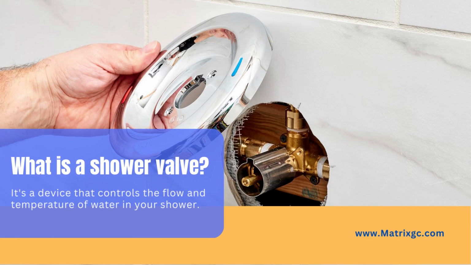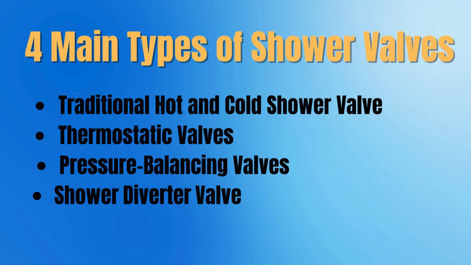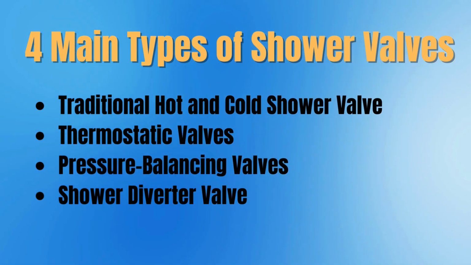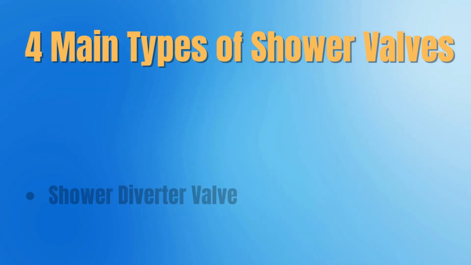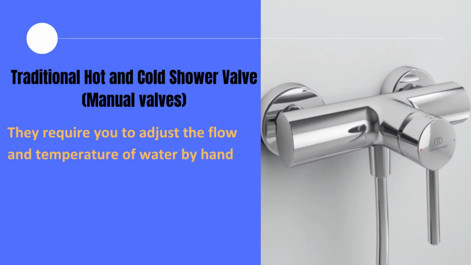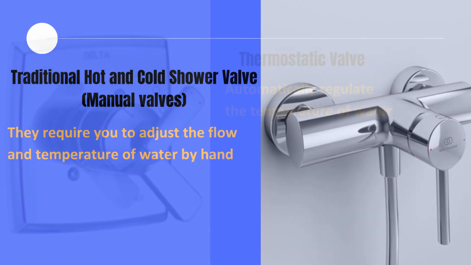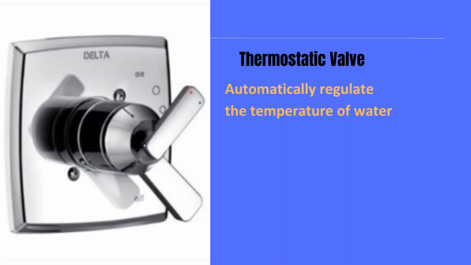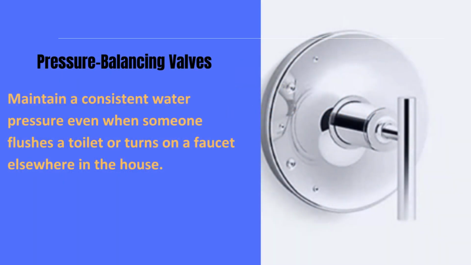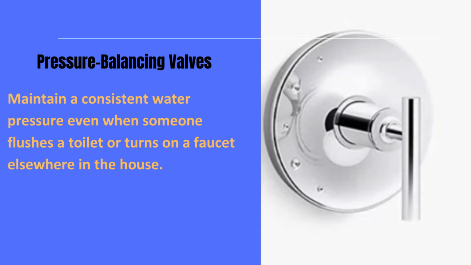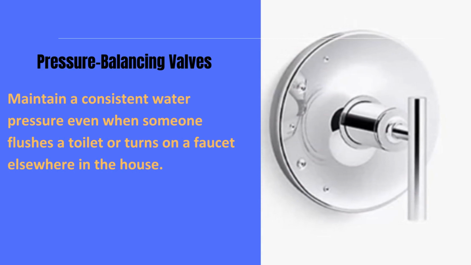It's a device that controls the flow and temperature of water in your shower. There are four main types of shower valves: traditional hot and cold shower valve, thermostatic valves, pressure balancing valves, and shower diverter valve. Manual valves are the most basic type of valve. They require you to adjust the flow and temperature of water by hand. Thermostatic valves, on the other hand, automatically regulate the temperature of water. Pressure balancing valves maintain a consistent water pressure even when someone flushes a toilet or turns on a faucet elsewhere in the house.